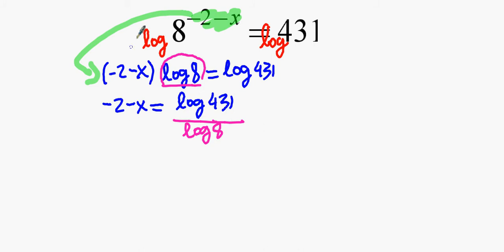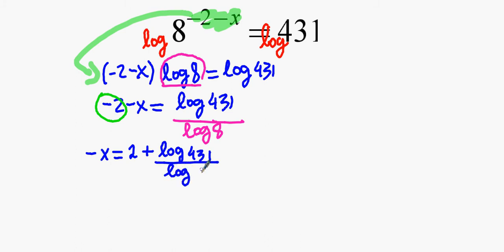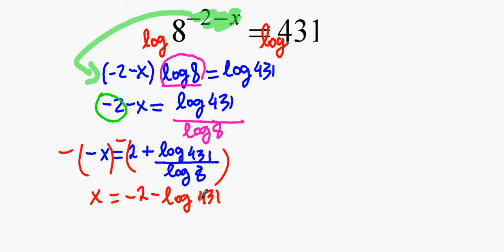The next thing, let's get rid of that negative 2 over here. So negative x equals, put negative 2 to the right, becomes positive, so 2 plus log 431 over log 8. I don't want negative x, so let me multiply everything by negative 1. So we got x equals, I'll be careful here, it's negative 2, and then this is also going to turn negative. So negative 2 minus log 431 divided by log 8.